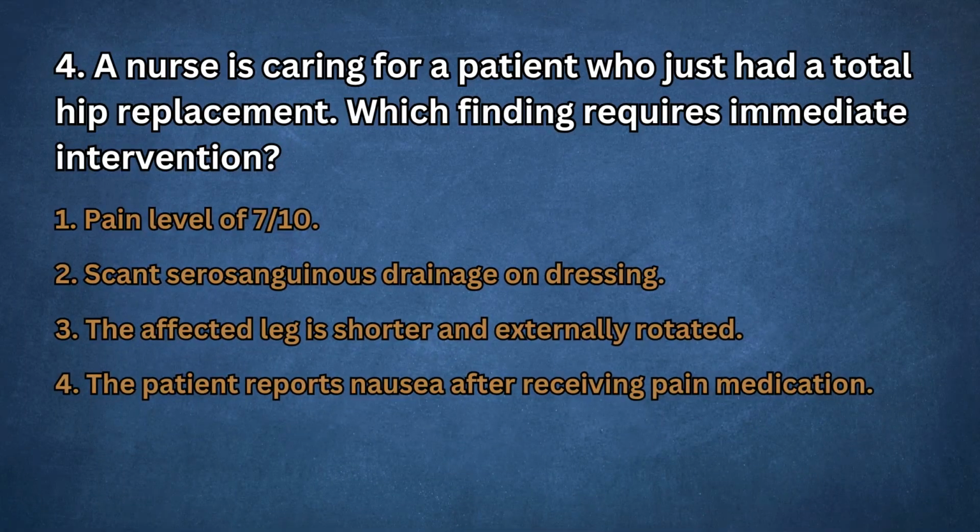4. A nurse is caring for a patient who just had a total hip replacement. Which finding requires immediate intervention? 1. Pain level of 7 out of 10. 2. Scant serosanguinous drainage on dressing. 3. The affected leg is shorter and externally rotated. 4. The patient reports nausea after receiving pain medication.